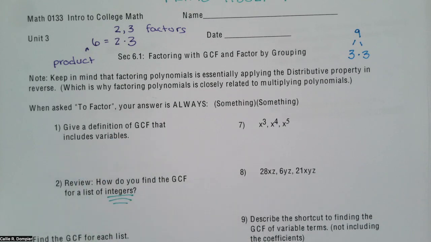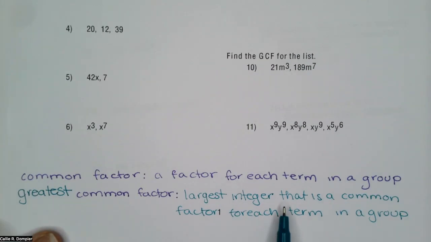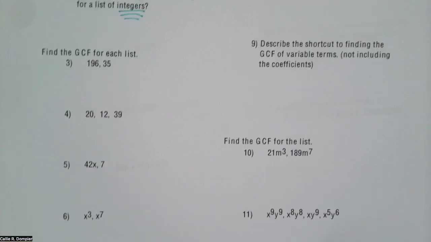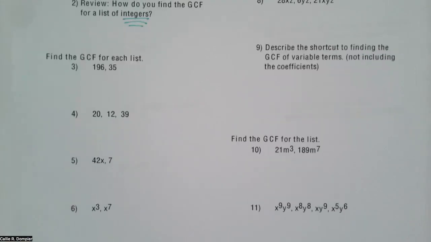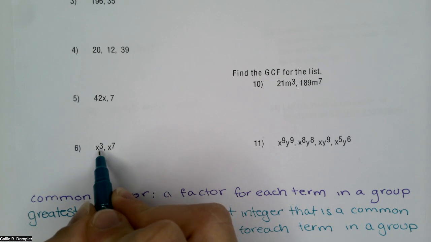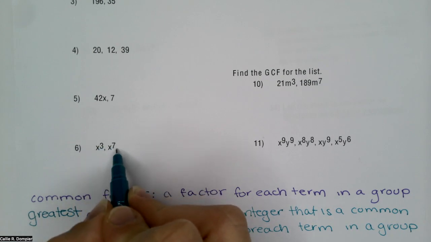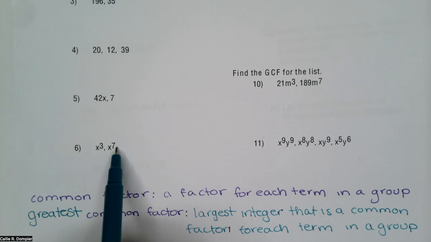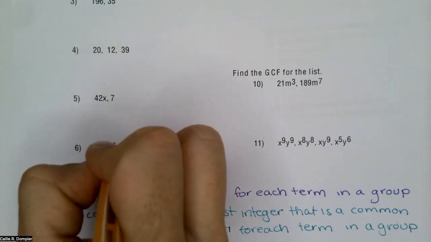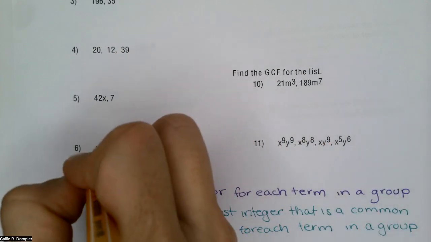So that's the definition of a greatest common factor: the largest integer that is a common factor for each term in a group. If it includes variables, you're also going to decide that it is the variable with the greatest exponent. X to the third and X to the seventh, for example, we can divide out the smallest exponent. What's the smallest exponent in this case? It's X to the third.